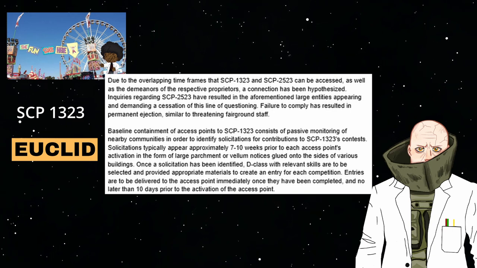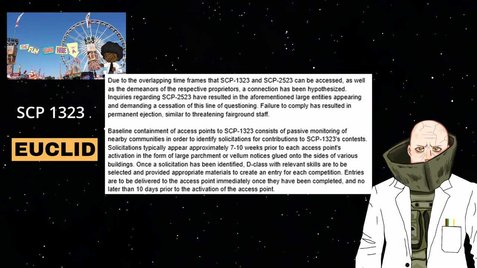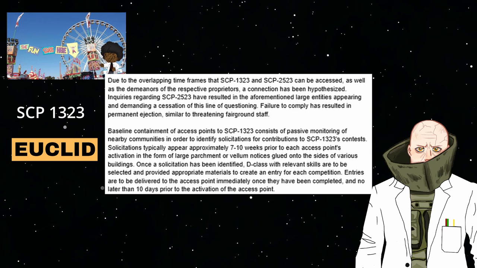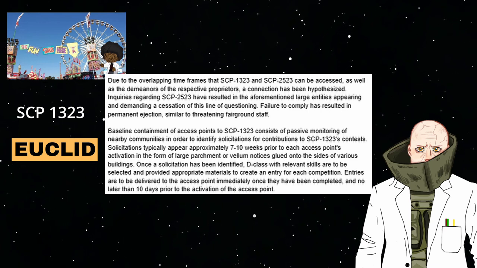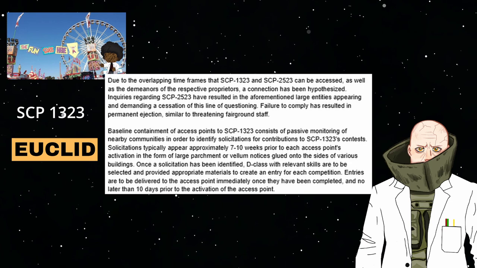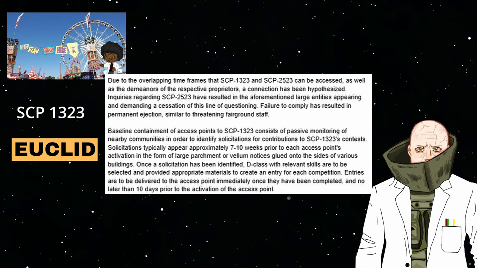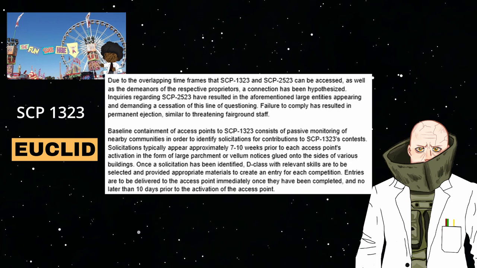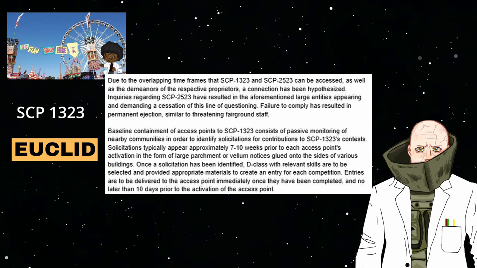Once a solicitation has been identified, D-class with relevant skills are to be selected and provided appropriate materials to create an entry for each competition. Entries are to be delivered to the access point immediately once they have been completed, and no less than 10 days prior to the activation of the access point.